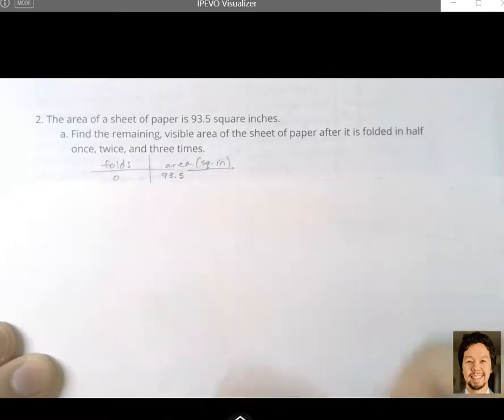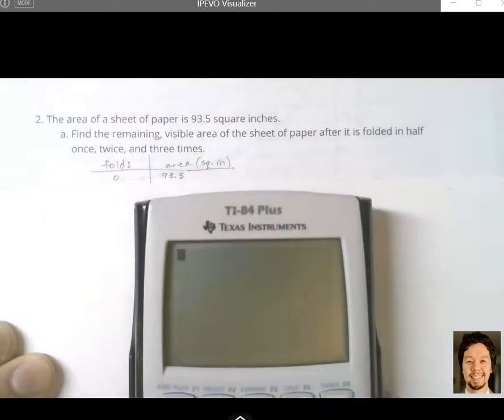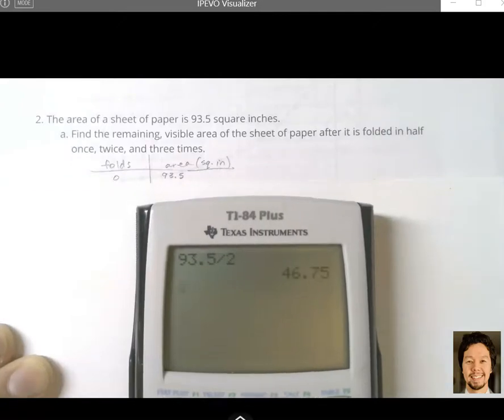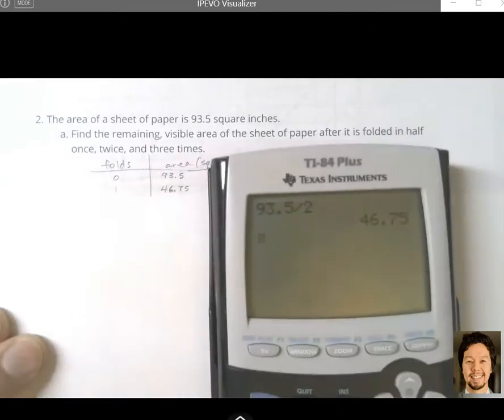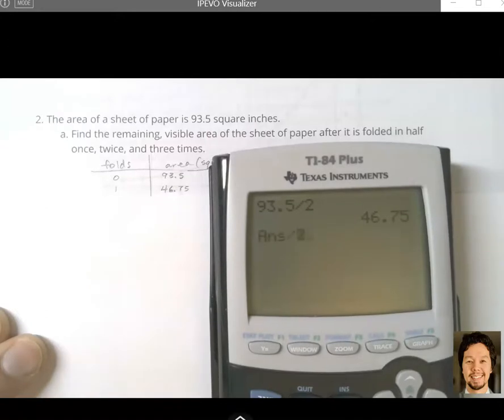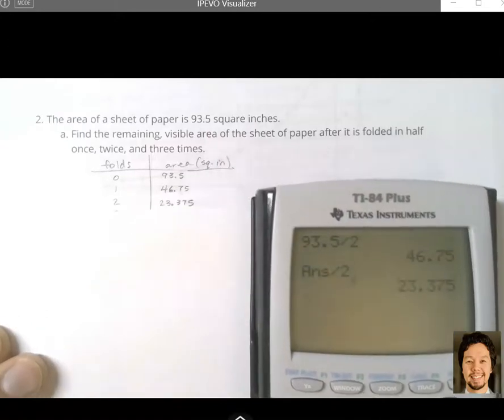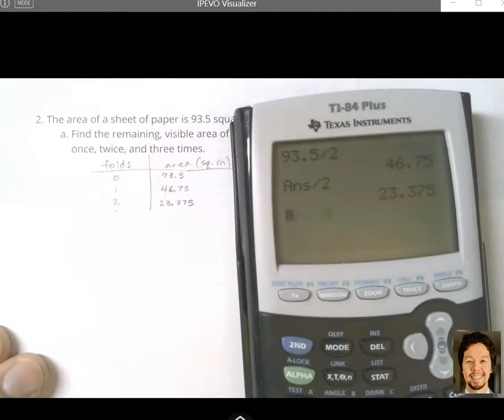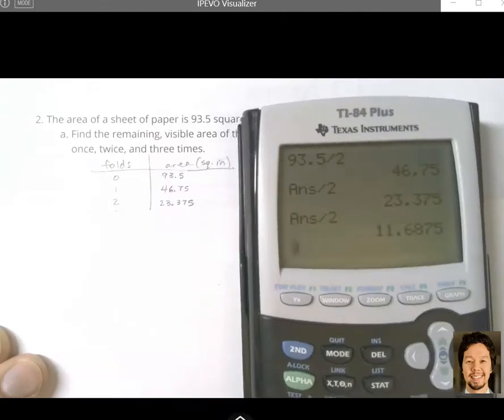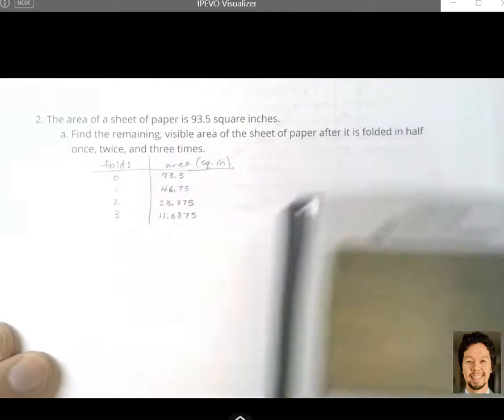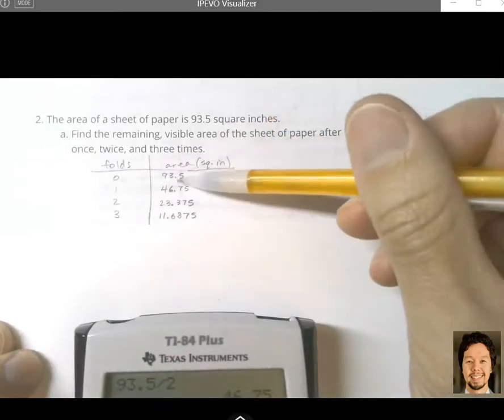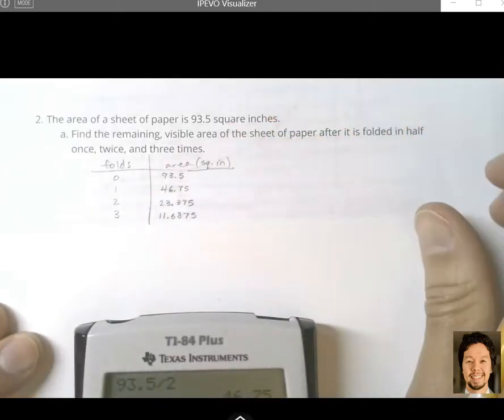Now after 1 fold, since it's getting folded in half, we can simply take 93.5 and divide it by 2. 46.75. Let's fold it 2 times, divide it by 2 again. 23.375, and then we'll fold it a total of 3 times. So we'll divide it by 2 again, and we get 11.6875. So as you can see, it's getting halved, half each time.